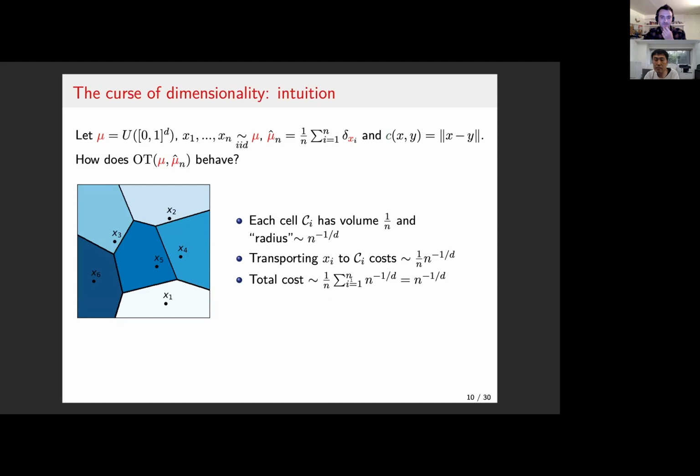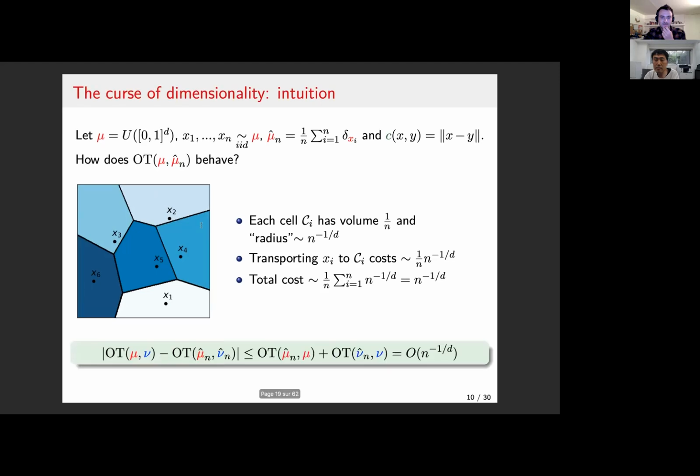And so the total cost is going to be the sum of those individual costs. And so we're going to get this n to the minus 1 over d total cost. Okay. And why should we care about this distance between mu and mu hat? Well, because you could try, for instance, to estimate the distance between mu and nu. You can try to bound it from above using the fact that it is a distance, using a triangle inequality, and you would get this n to the minus 1 over d rate.